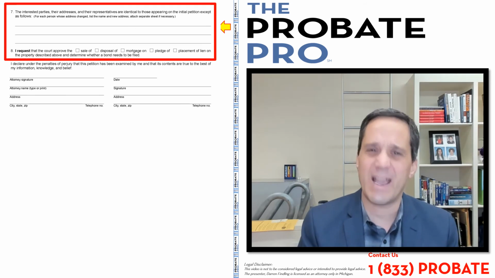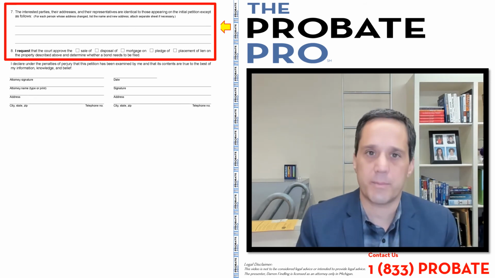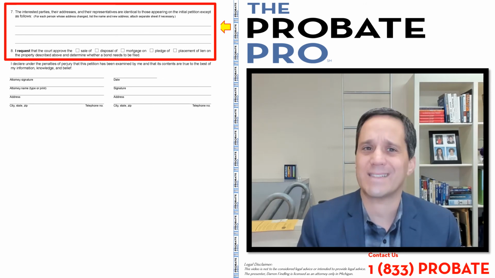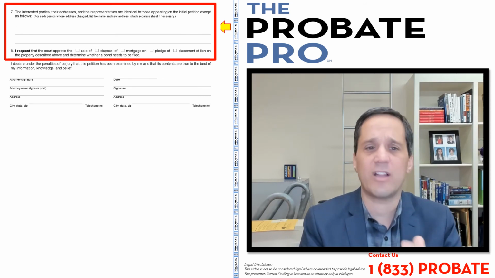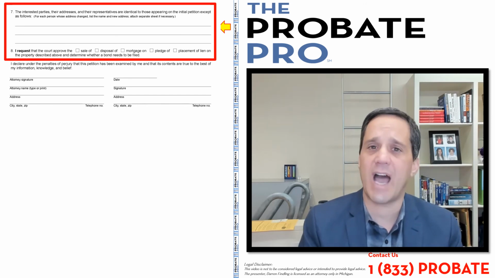Number 8 is really the essence of this. You're asking the court to do something in a petition. And here's the request. You're asking the court to approve a sale, the disposal of, the mortgage, a pledge, a placement of a lien on the property described on page 1 of that document. So again, a complicated document to fill out.